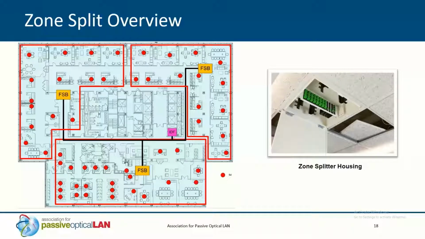This type of protection is commonly referred to as Type B, which is the most widely deployed type of architecture or zone architecture that's used for the zone split. And you see there, I have my zone splitter in the ceiling, which houses my cassettes and my splitters, and then from that the distribution cords come in, and then my drop cords or patch cords can go out from that. Next slide.